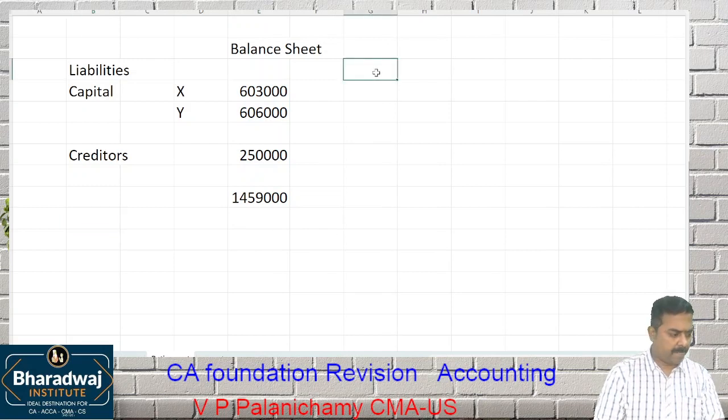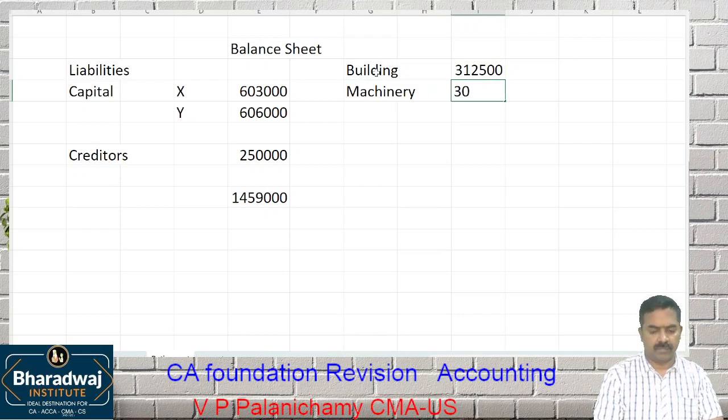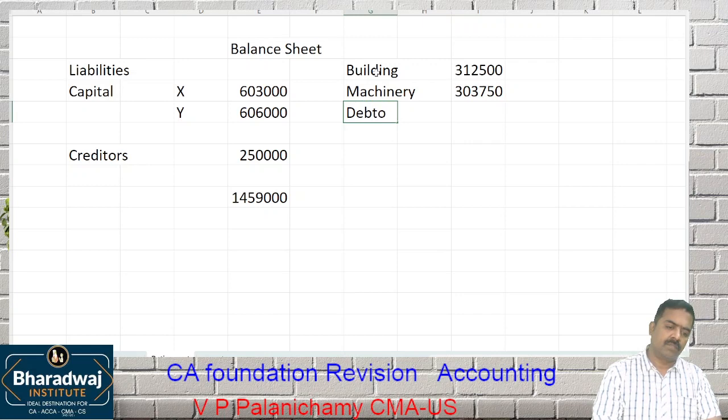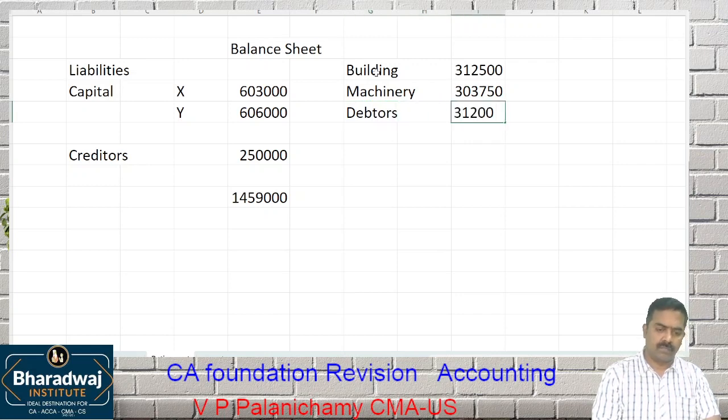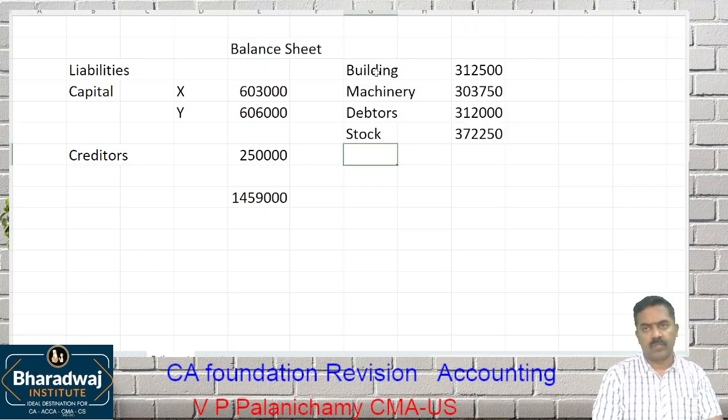Assets: Building 3,12,500. Machinery 3,03,750. Debtors 3,12,000. Stock 3,72,250. Bank 1,03,500.